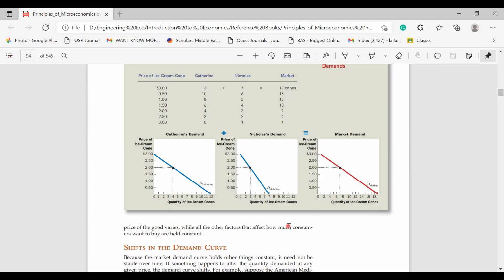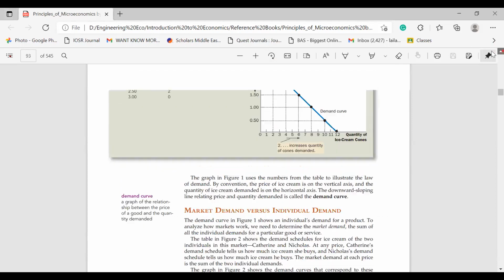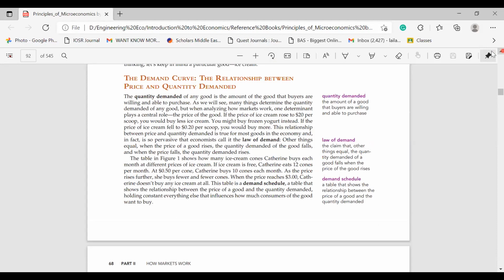So when I adjust all of my students' demand, like my demand, Ahmed's demand, Nahid's demand, Manzarul's demand, all Farzana's demand, then when we add them up, we will find out the total demand or market demand for pencil from my class. That's it.